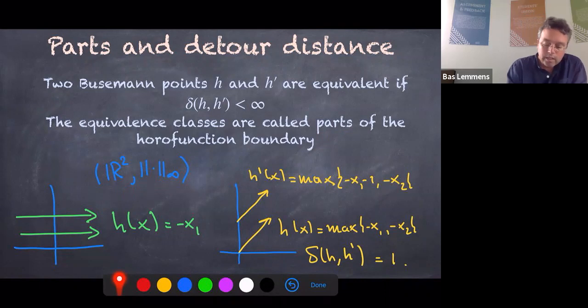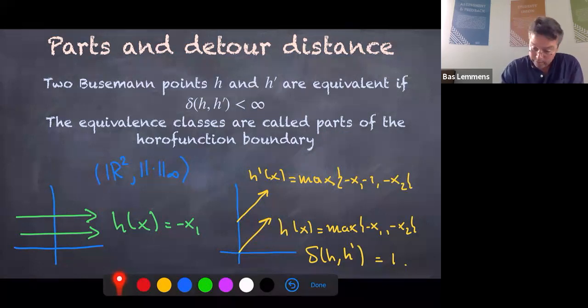Okay, so it's quite easy to see that if you go along a horizontal line, a ray, you pick up the same Horofunction, namely this one. However, if you take two northeast diagonal rays and you start at different heights here, you pick up two different Horofunctions, namely this one and this one if you start at 0. And you can compute quite easily that the detour distance is 1. Okay, so these are two different Horofunctions, but somehow their distance is 1.